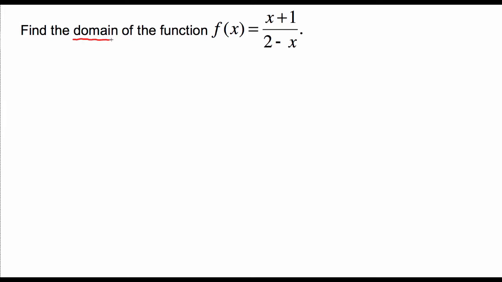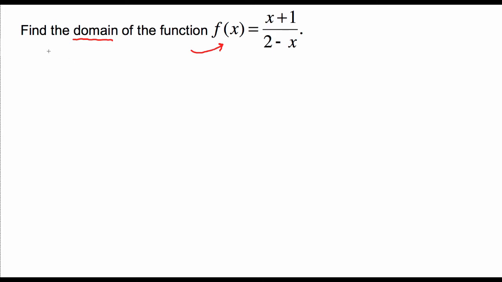We want to find the domain of this function f of x is equal to (x plus 1) over (2 minus x). Well, there's a denominator in this function, so we want to include only those values of x that do not force the denominator to be 0.